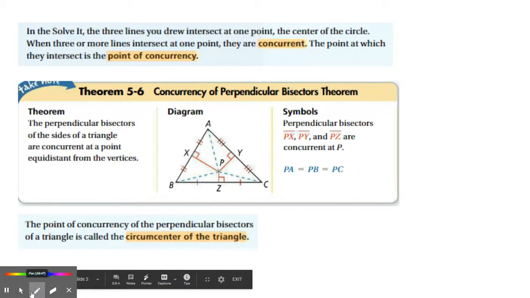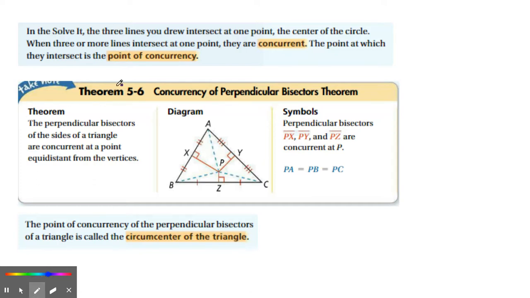So what is this point of concurrency and this idea of concurrent? Well, when you have three or more lines intersect at one point, they are concurrent. So two lines, of course, just intersect, nothing special. But when you have three meet at exactly the same point, we get this new idea called concurrent, right? And again, that point at which they intersect is called the point of concurrency.